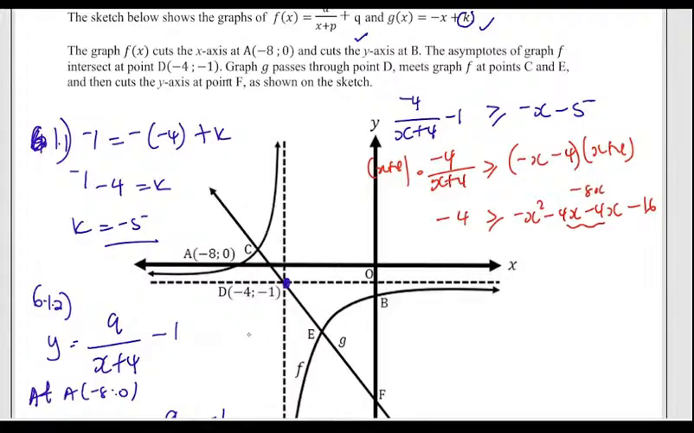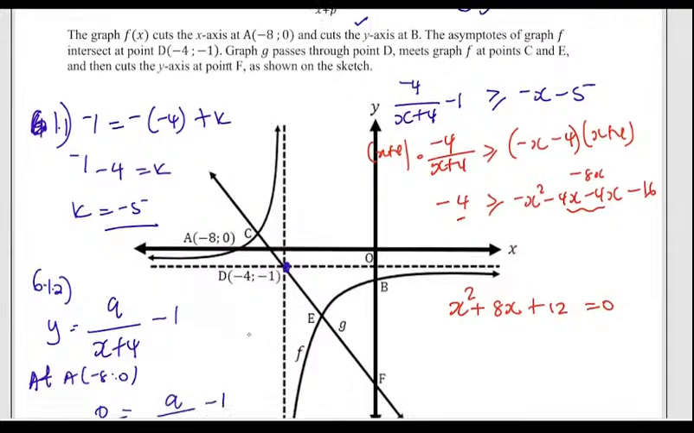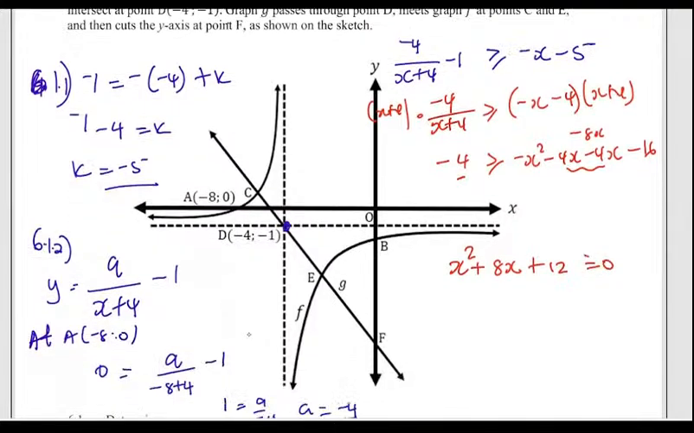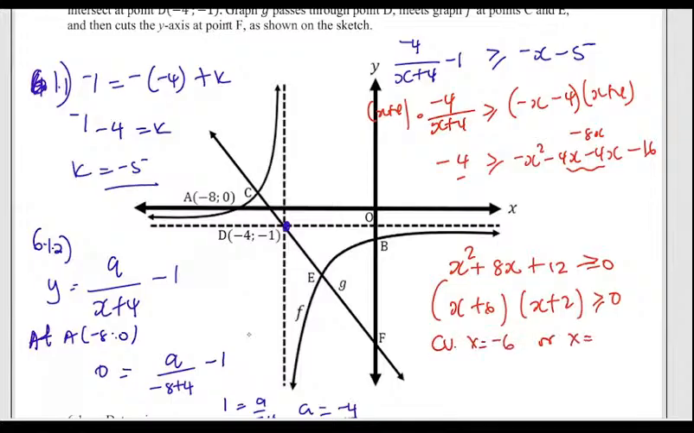Let's move everything to that one side, okay? So we have positive x squared plus 8x. When this one neutralizes that, we get a positive 12 is greater or equal to 0. Everything positive. Let's factor: x and 6, x and 2, meaning that our critical values, x will be negative 6 or x is going to be negative 2.